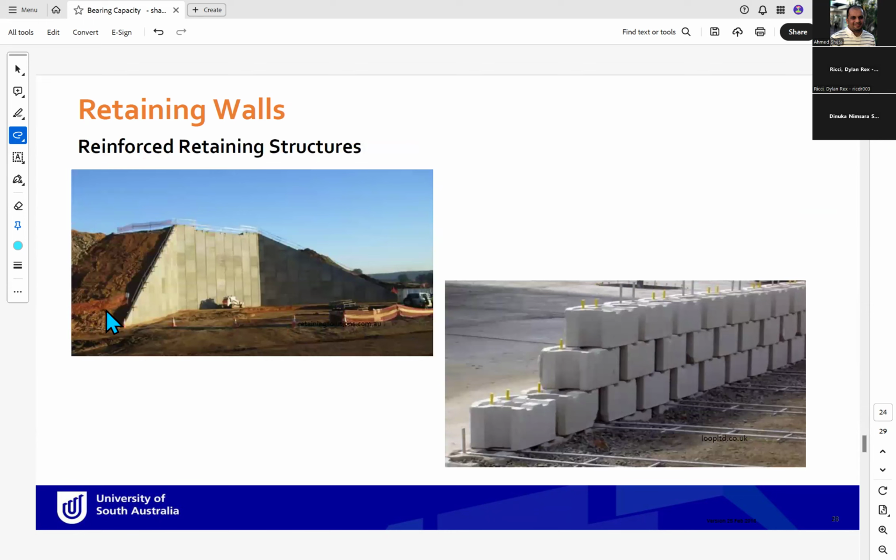Okay, and the fourth type of wall, we just know briefly about it, the reinforced retaining wall structure. The reinforced retaining wall structure is a retaining wall, but we just add some reinforcement behind, and then we put the soil similar to here. If you can see here, there is some reinforcement of soil, and then they fill behind the wall with soil. Okay, so they just add some reinforcement to the soil to make it stronger and enhance the stability of the wall.